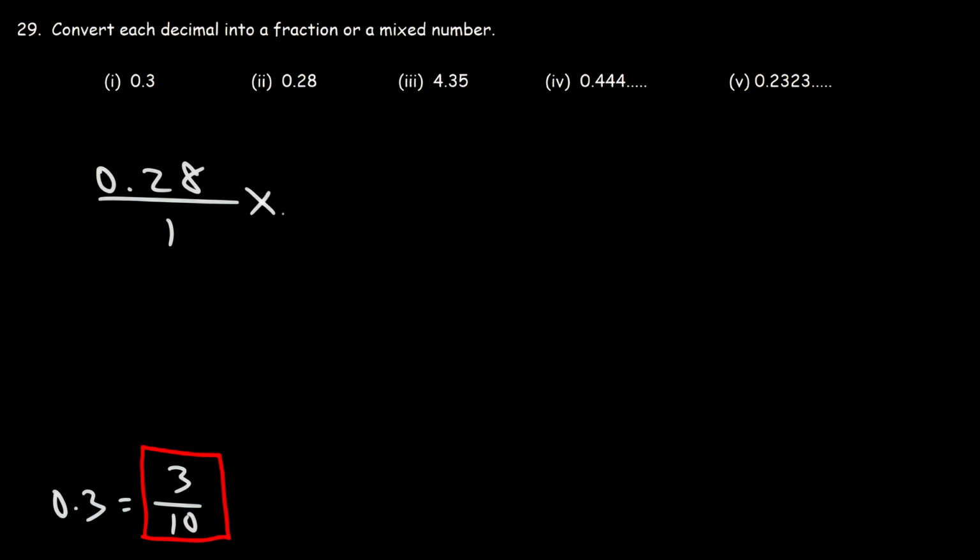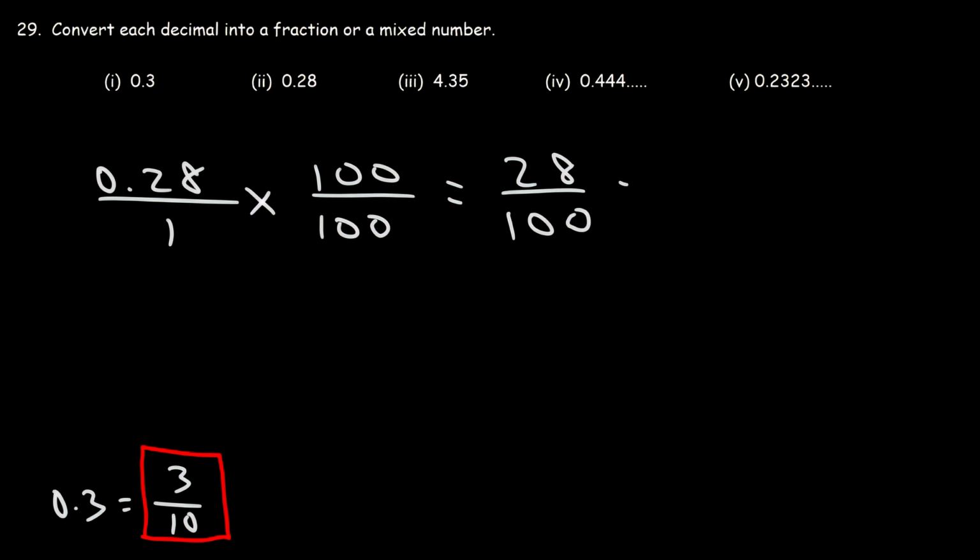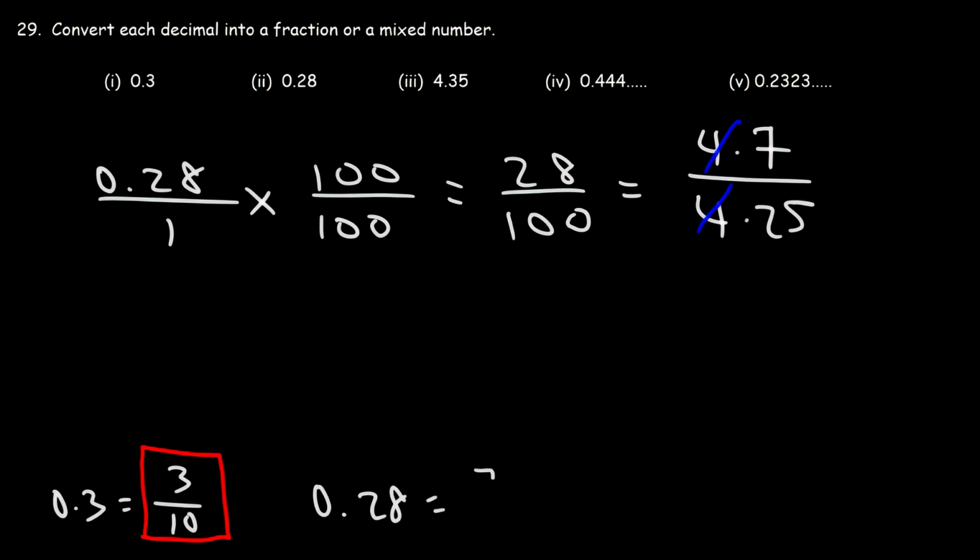So what we're going to do is multiply the top and the bottom by 100. 0.28 times 100 is 28, and 1 times 100 is 100. So now we need to reduce the fraction. 100 is 4 times 25. 28 is 4 times 7. So we could cancel the 4 and we get 7 over 25. So 0.28 is 7 over 25.